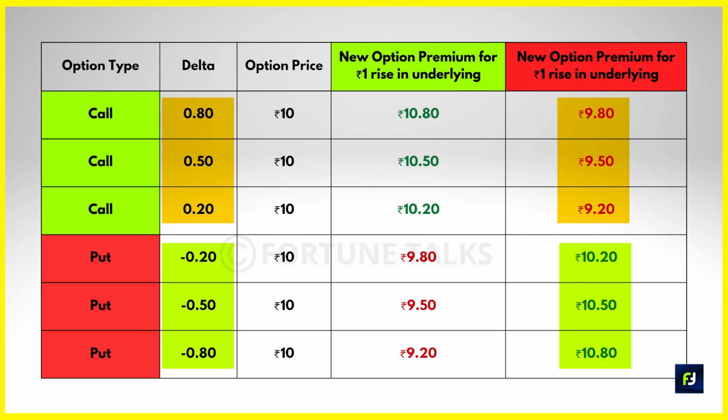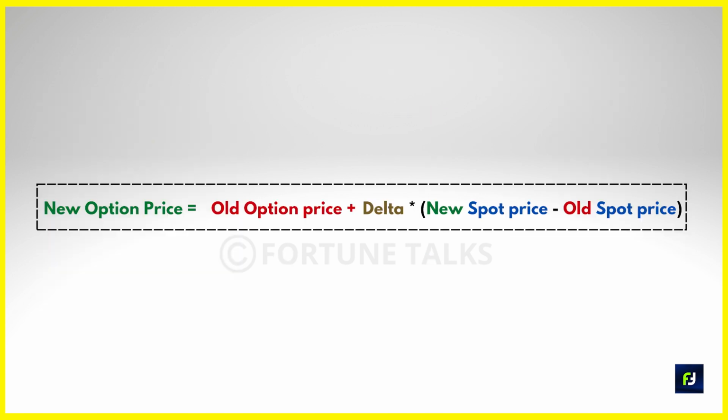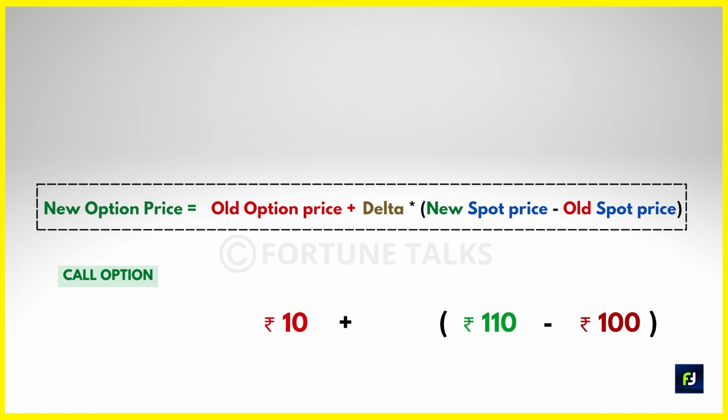In fact, assuming everything else to be constant, we can set a formula to calculate the new option price, which is shown here on the screen. So the new option price is the total sum of the old option price and the product of delta and the difference between the new and old underlying price. So if the new underlying price is 110 rupees, the old underlying price is 100 rupees, the old call option premium is 10 rupees, and the call delta is 0.6, then the new option price would be 16 rupees.